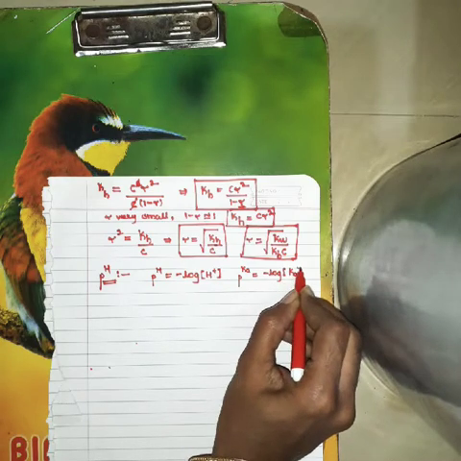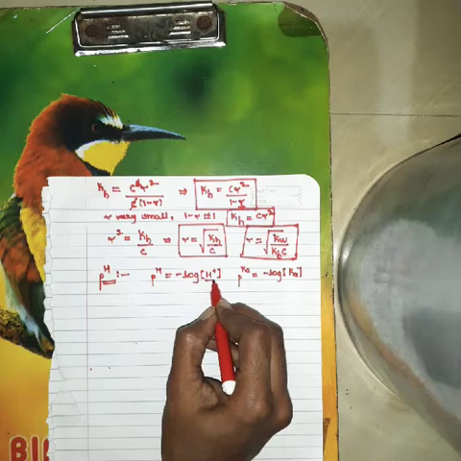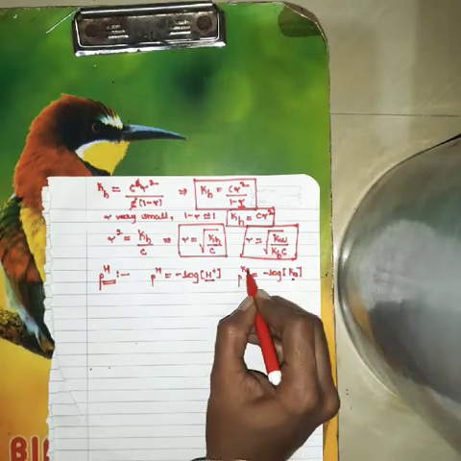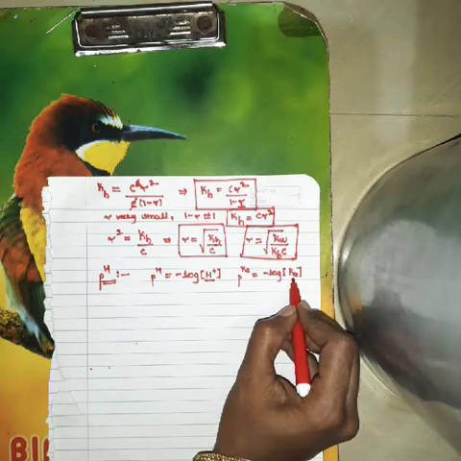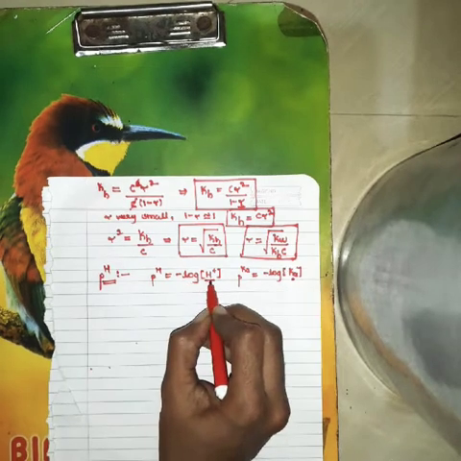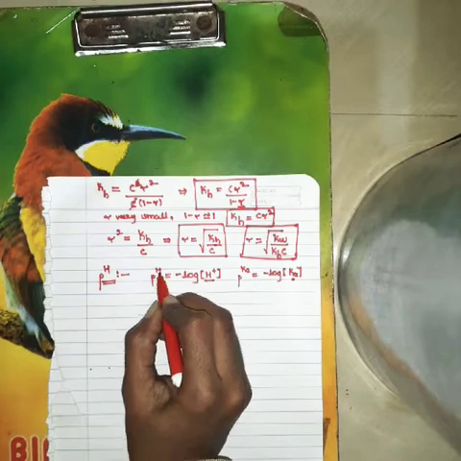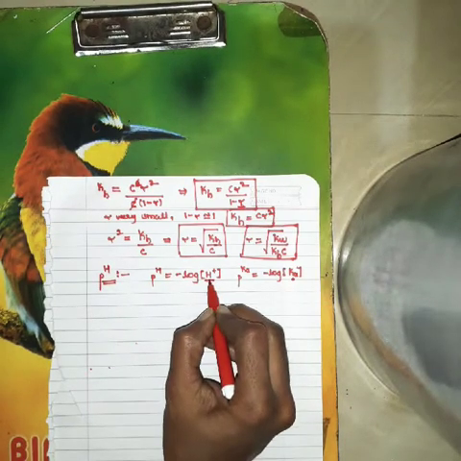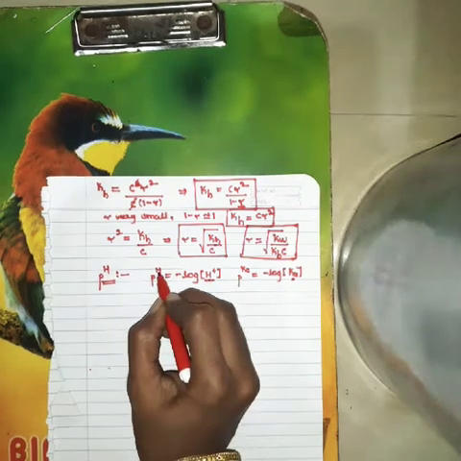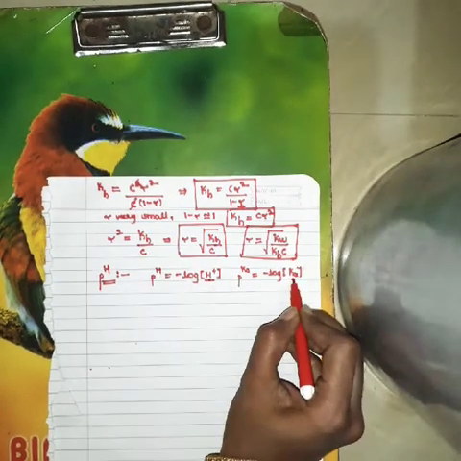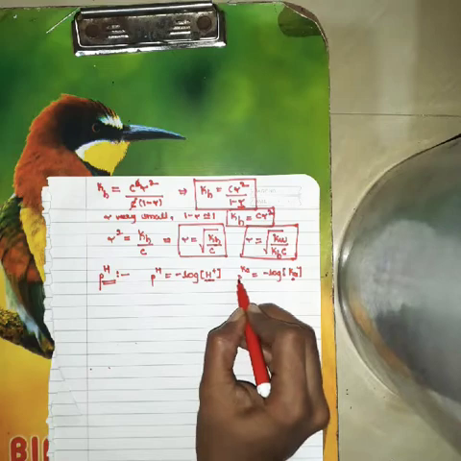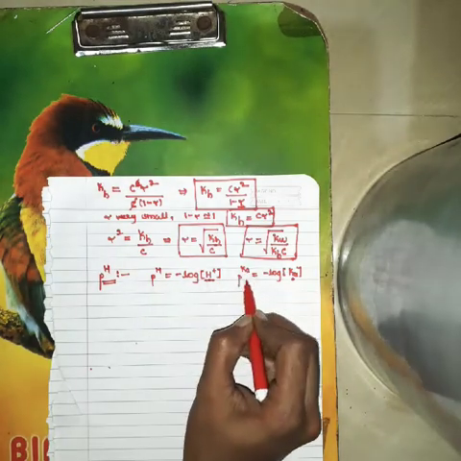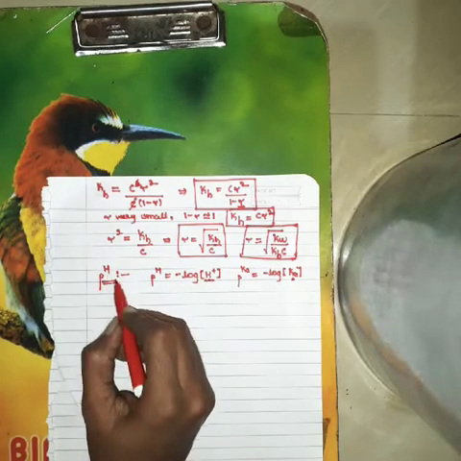Ka. See here, the concentration of H gives pH, and the concentration of Ka gives pK. Whatever concentration is present in the log, it gives p raised to that power. Here the concentration of H becomes pH; if the concentration of Ka is there, it becomes pKa. We want to calculate the pH of this solution.